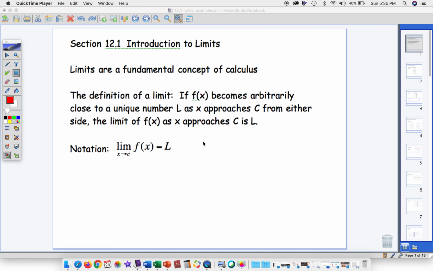So what that's saying is if we have a function and those function values are approaching a number, we choose an x value, which is c, and on either side of c, if our function values are approaching that same number, then that number L is our limit, the limit of the function at that particular x value, or as we approach that x value.